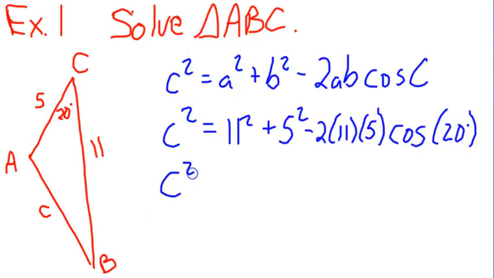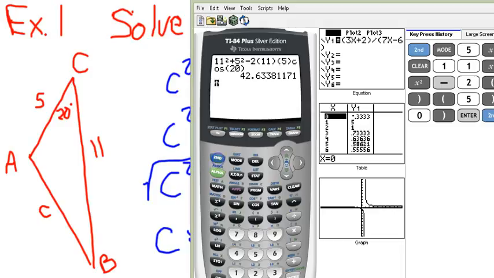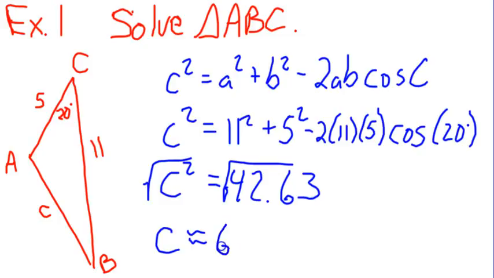c squared is equal to 42.63. Then to get c by itself, we'll have to take the square root of each side. So c is approximately the square root of that answer, and we get 6.53. So now we know all three side lengths.